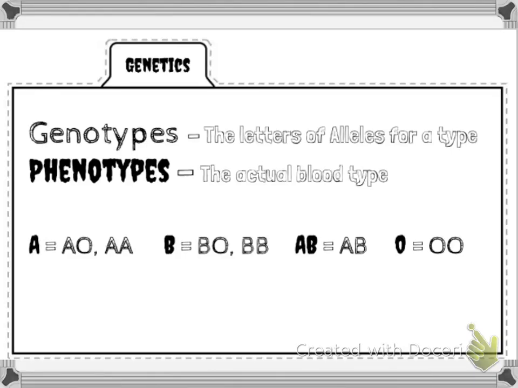Okay, folks, so this is Blood Basics Part 2. Today we are talking about genotypes and phenotypes. This deals with genetics. So we talked earlier about how you have DNA in your cells that controls what kind of proteins your body makes.